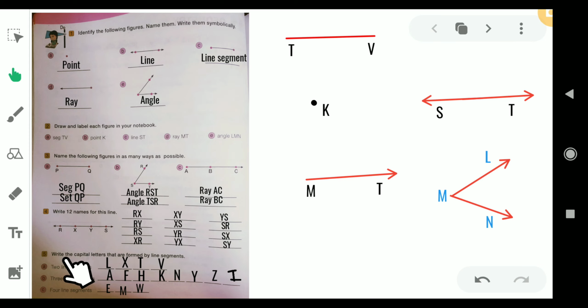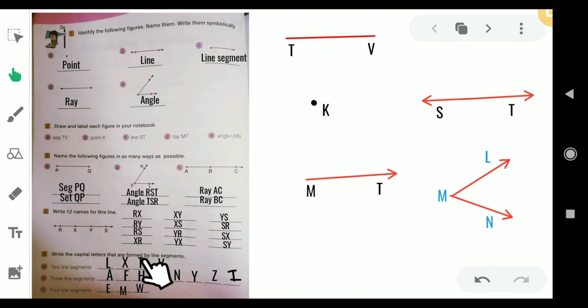Let's move on to the next one. Write the capital letters that are formed by line segments. You know that a line segment is a small part of a line and has two endpoints. So when you look at the alphabet letters, which letters do you find which are made of only two line segments? For example, L is a capital letter formed by two line segments. So this is the first one and this is the second one.